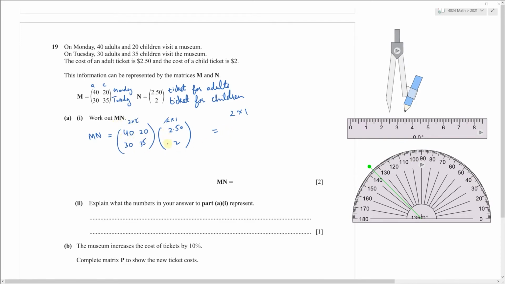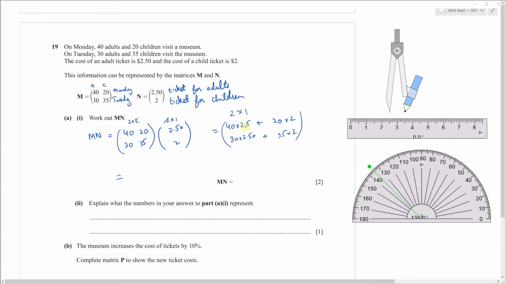So let's do the multiplication. First row multiplied by first column. So 40 multiplied by 2.50 plus 20 multiplied by 2. Second row multiplied by first column will give you the second row and first column of this matrix. So second row multiplied by first column, 30 multiplied by 2.50 plus 35 multiplied by 2.